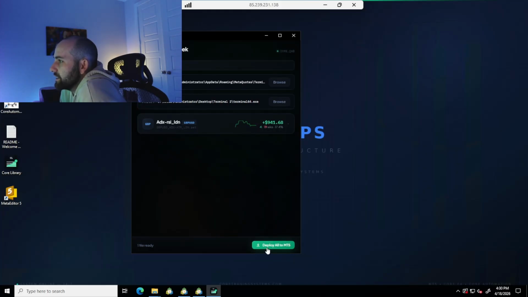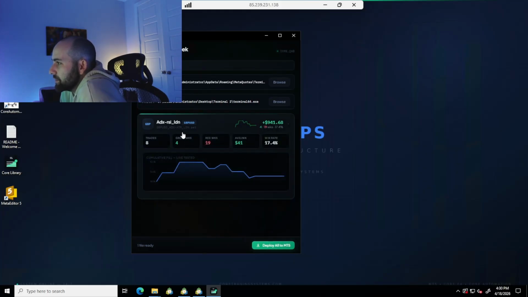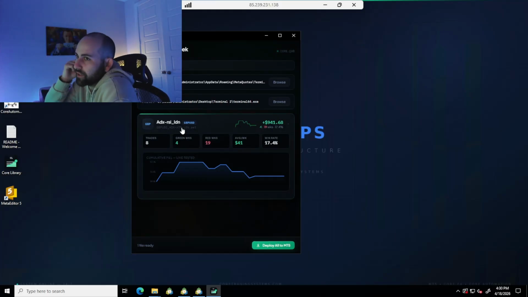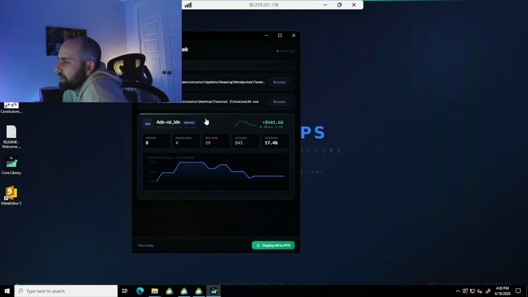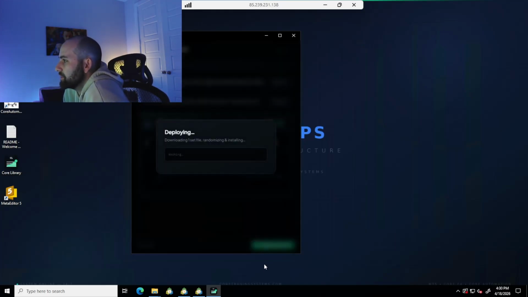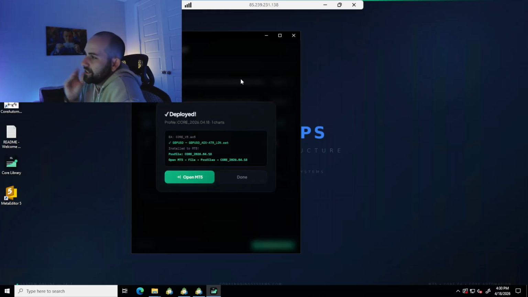So once I hit that, right, you can see the strategy, you can see whatever. It's going to be multiple set files, right? So you're going to be able to show you like a combination window, but for now it's just testing. Deploy to MT5, you can see it says downloading, see it deploy, you can see it installed everything, the EA.